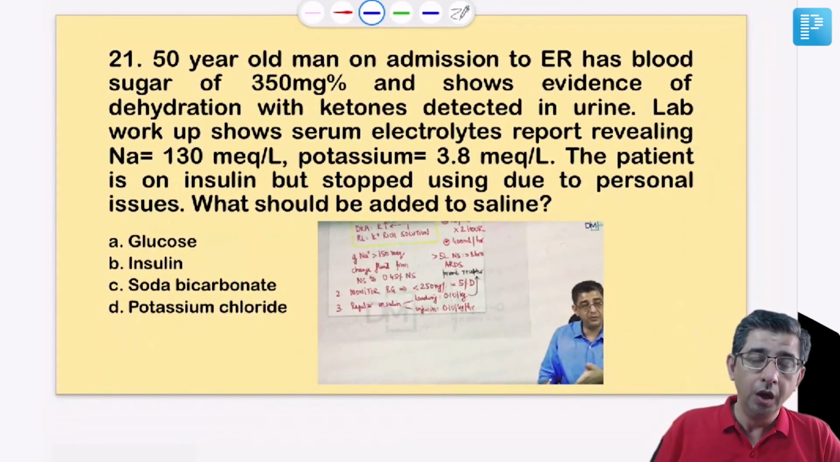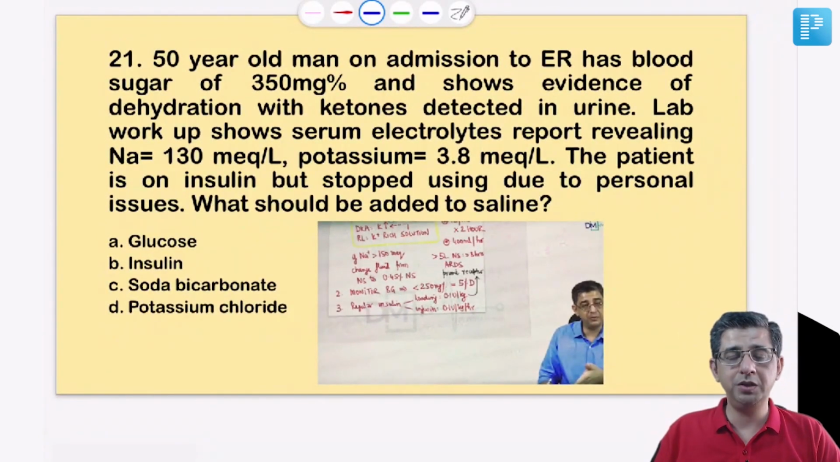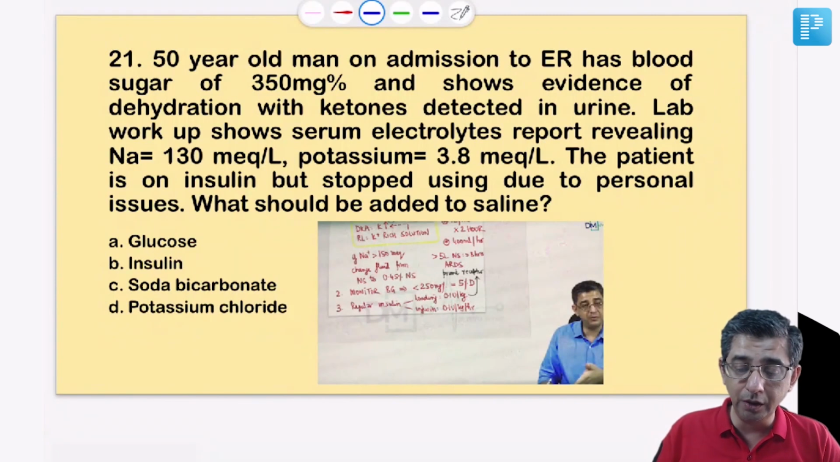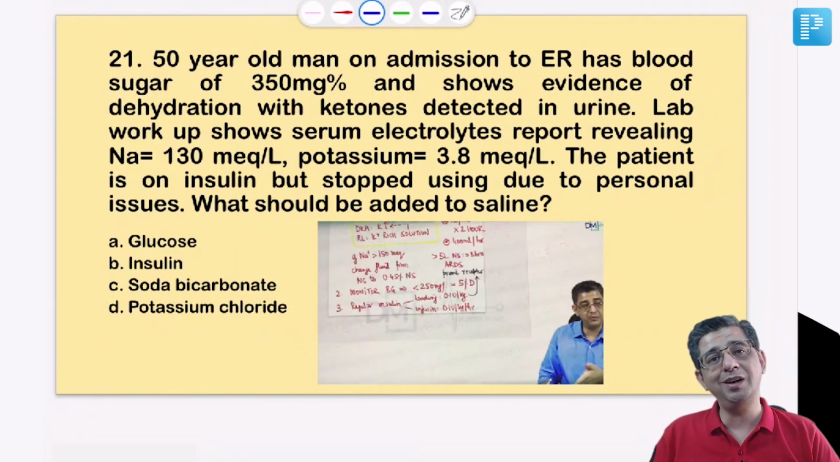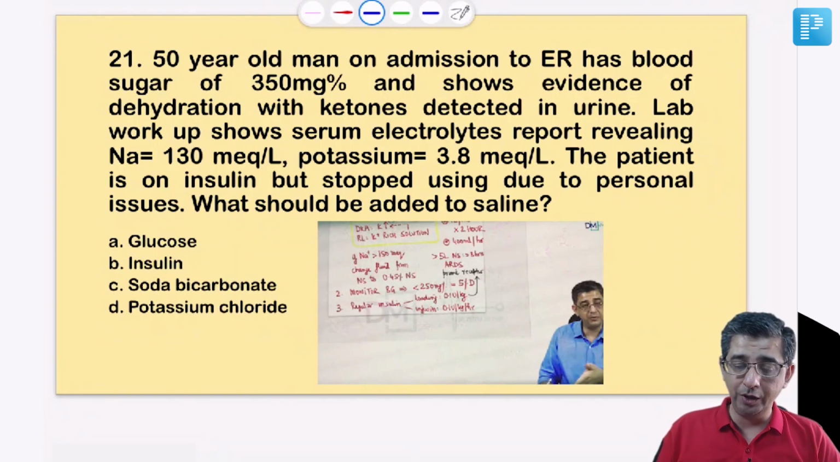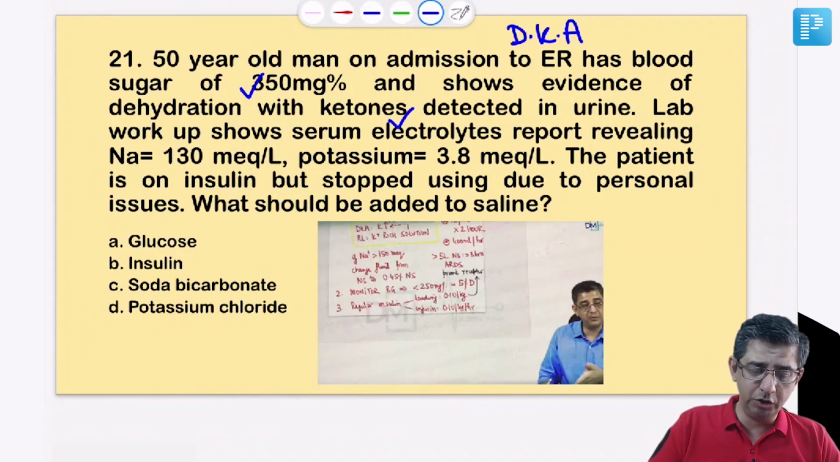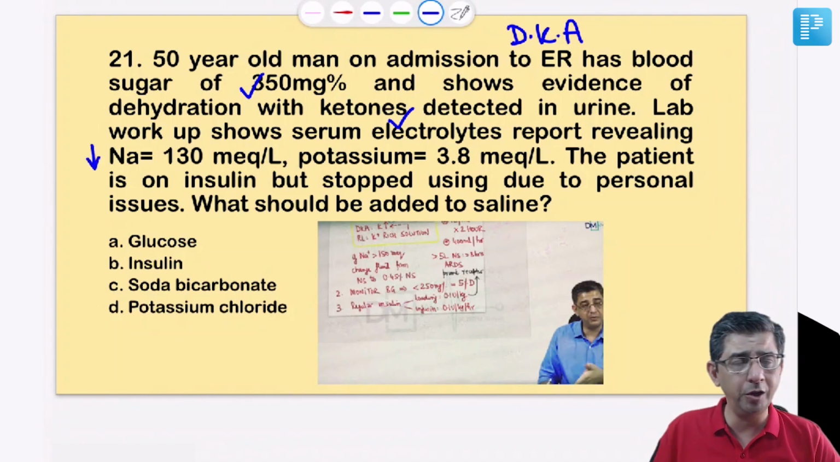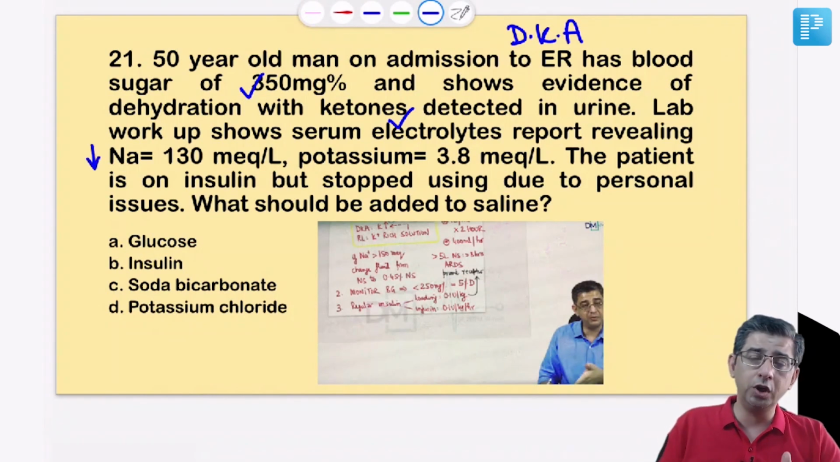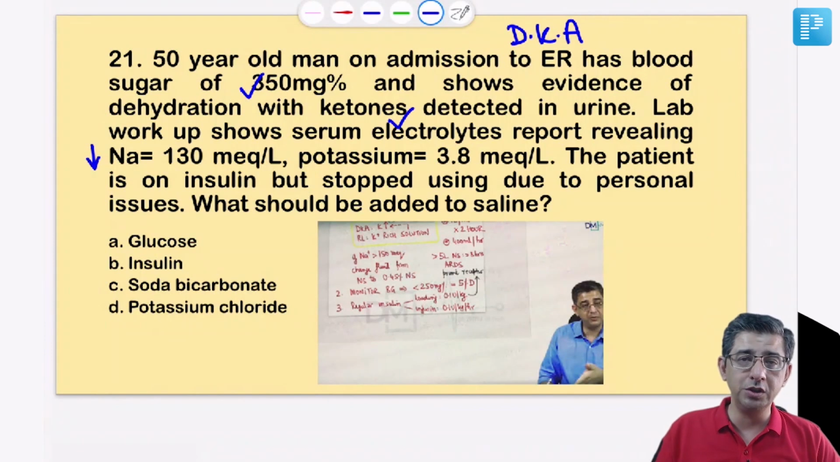The next question talked about a patient admitted with a blood sugar of 350. There's definitely a dehydration because so much of sugar will suck the water out of the tissues, and there are ketones detected in the urine of the patient. So whenever you have high blood sugar and ketones, you are definitely dealing with a case of diabetic ketoacidosis. Now, when you look at the electrolytes of this patient, the sodium is 130, which is on the lower side of normal, hyponatremia. Understandable because sugar will draw in water and the water will cause dilution.